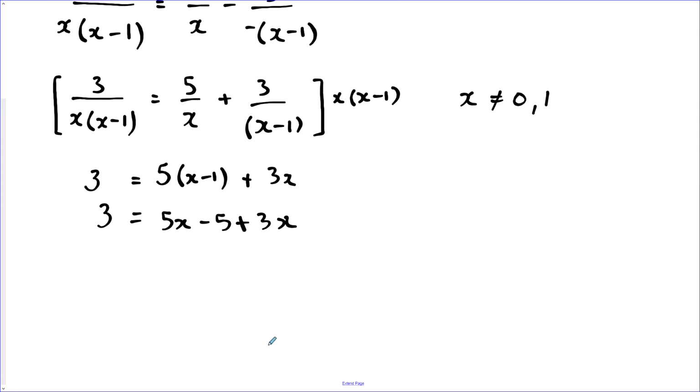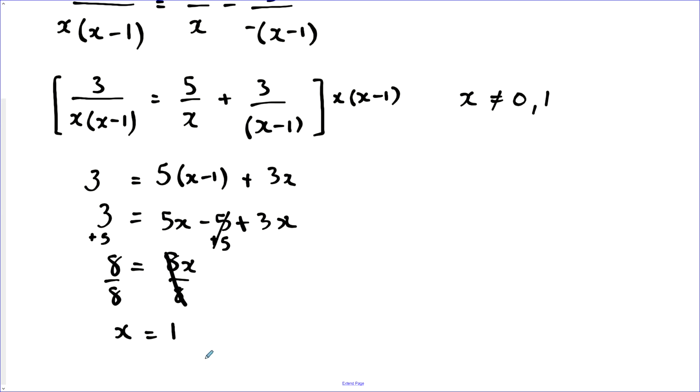And now let's collect up the x's. Let's do it on the right side here, because we already have them all here. 8x, and then add 5 to get rid of it here, add 5 here. That means that we have 8 equals 8x, divide both sides by 8, we get x is equal to 1.